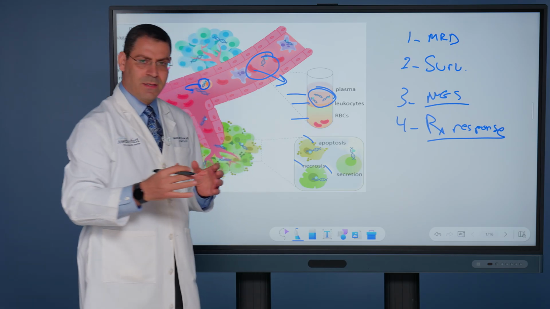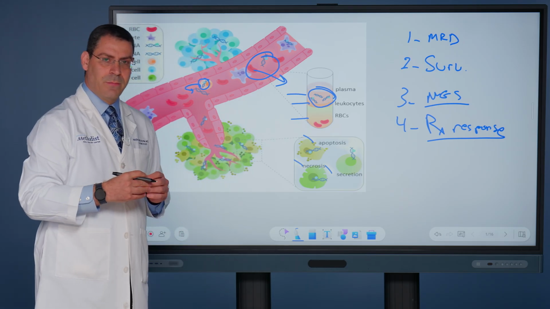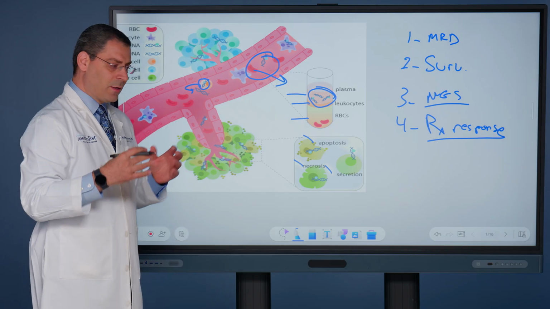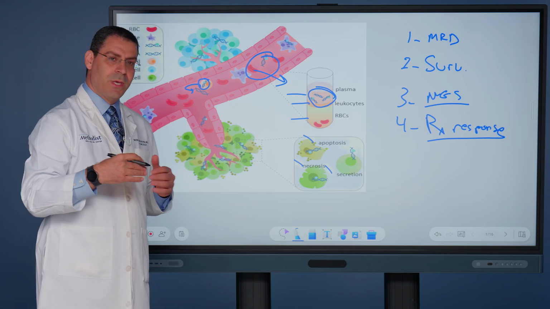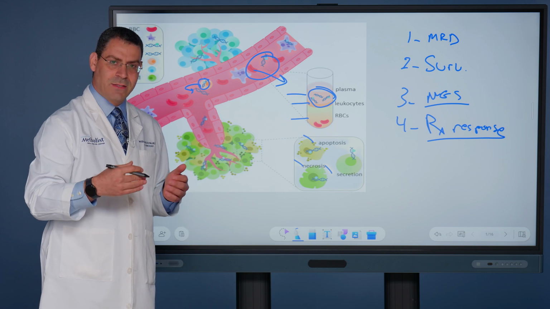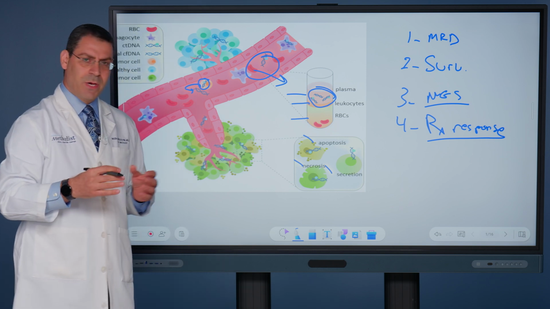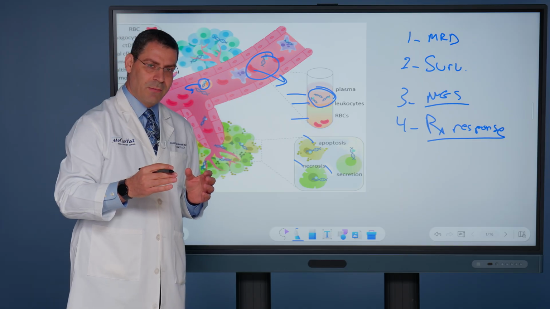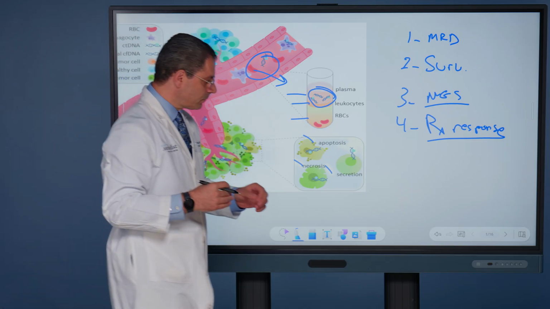Most of our data for ctDNA actually came from colorectal cancer. But at our institution here, we started thinking beyond colorectal cancer. We started investigating pancreatic cancer, liver cancer, and cholangiocarcinoma. And today we're going to discuss only one topic, for the sake of time: liver cancer.